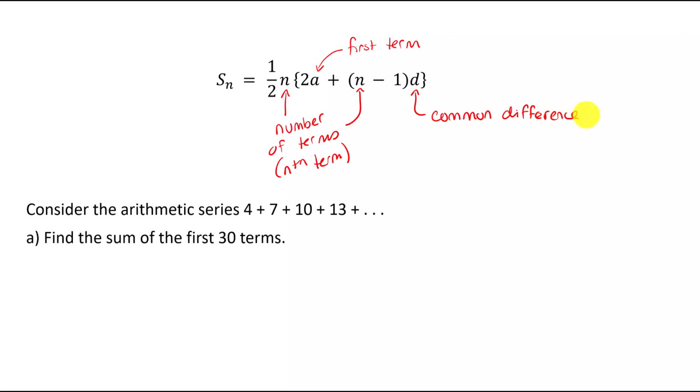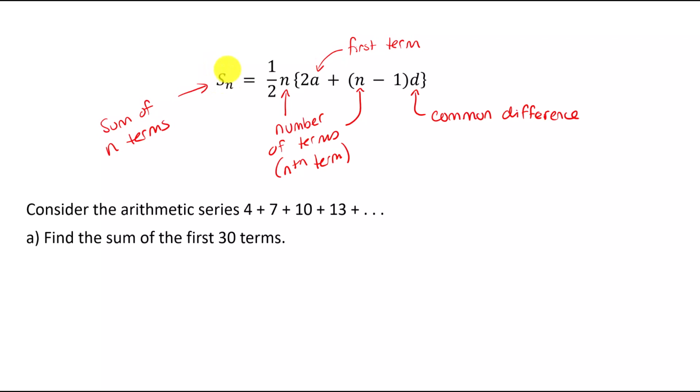So we just have to look at this and figure out what information we have and where we can plug it in, and then we might be solving for a missing variable. Remember, this is the sum of n terms, where you might be told what n is and trying to find the sum, or you might be told the sum and have to find n.